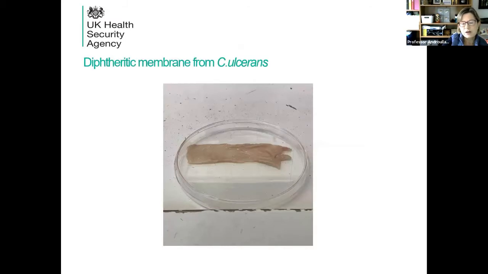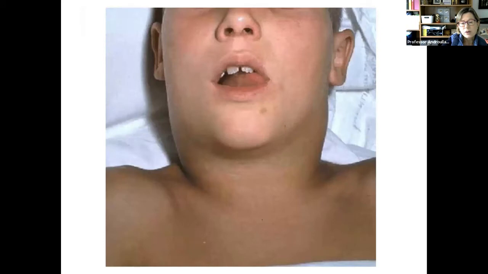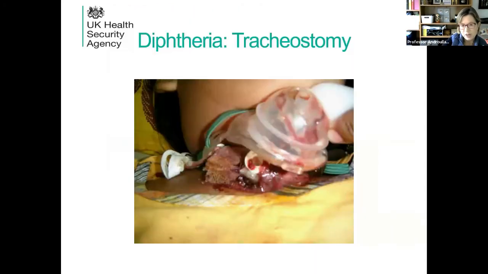And just to show you, this is a membrane from a case of C. ulcerans that was removed from somebody's throat. With diphtheria, you tend to also present with what is called the classic bull neck syndrome, and that is the inflammation of the lymph glands, and this causes this very severe presentation. If a membrane is present, the patient usually has difficulty breathing, and therefore a tracheostomy has to be performed.